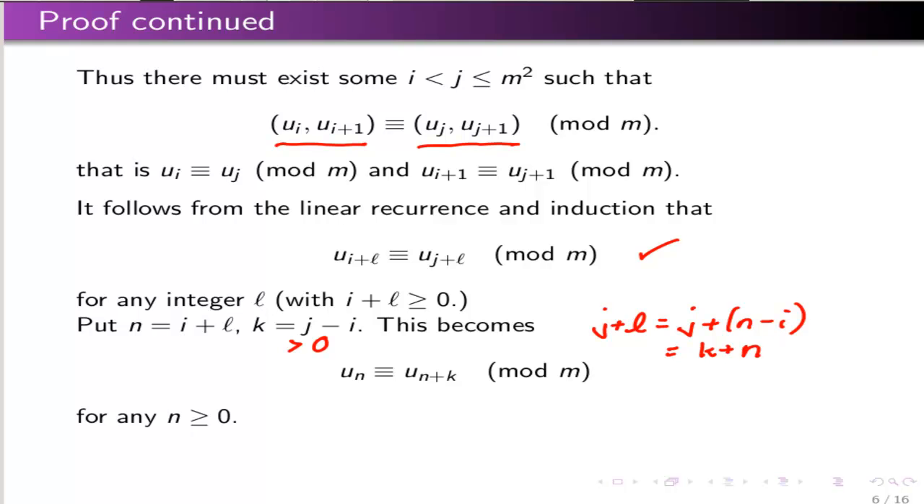So this becomes u_n is congruent to u_{n+k} mod m for any n greater than or equal to 0. So it's periodic with period at most k, and k is j minus i, so k is at most m squared. So we get periodic with period at most m squared.